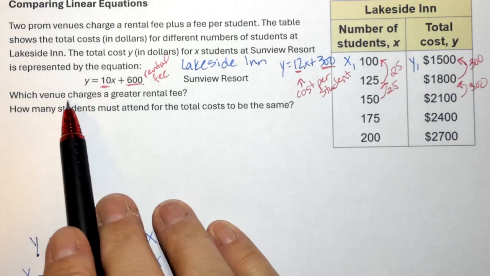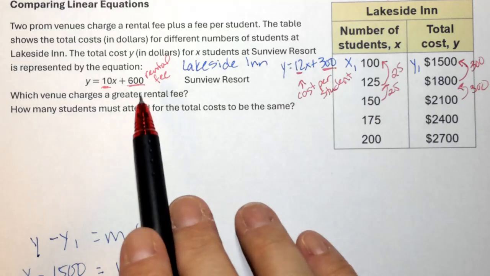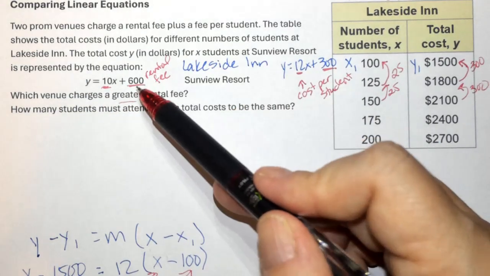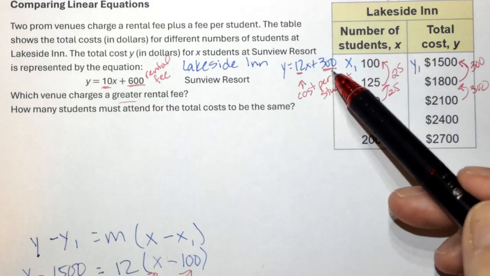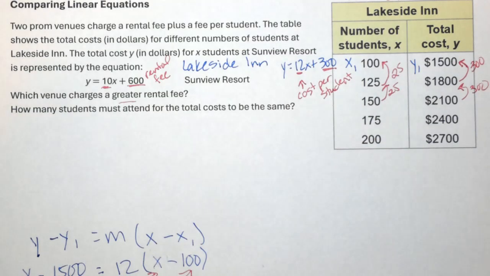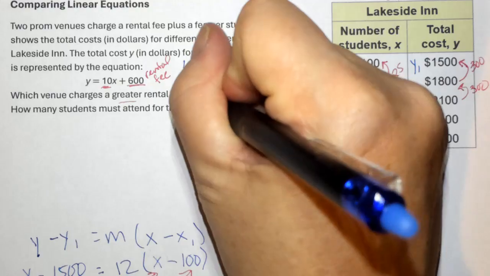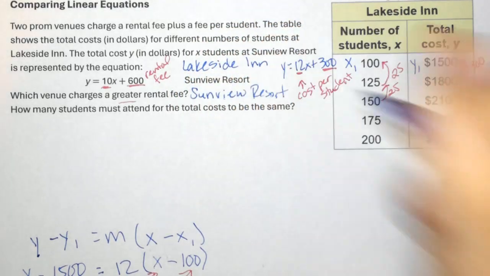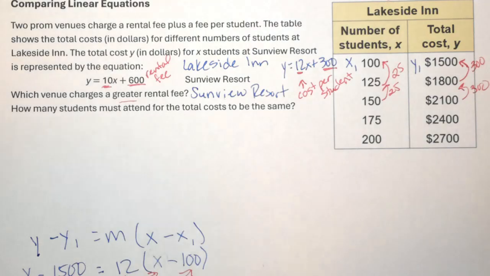However, we're looking at answering which venue charges a greater rental fee. So who costs more? Well, Sunview is 600, Lakeside is 300. So Sunview is our winner. Sunview charges more. All right, so we had to do all of that just to answer that question.